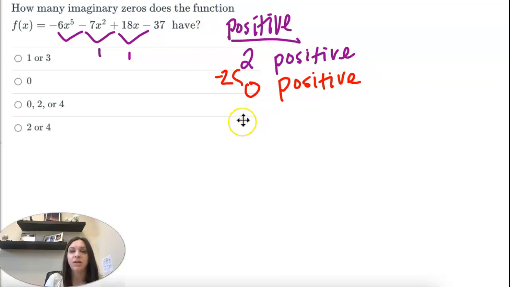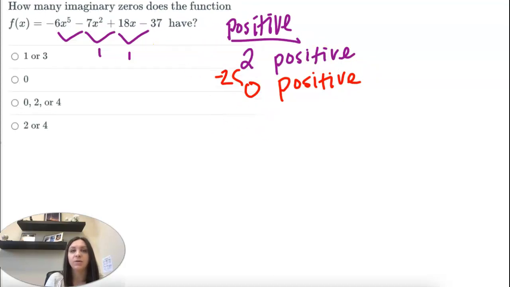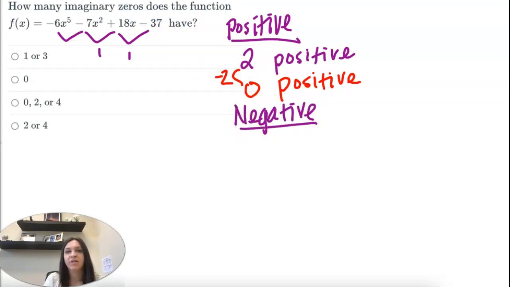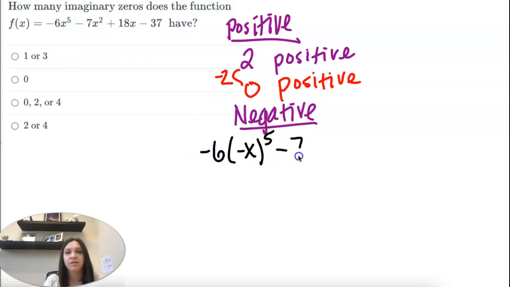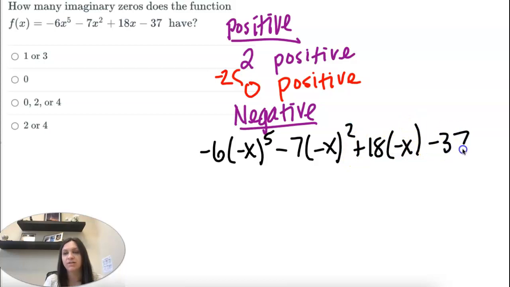Okay, now we're going to do negative, where we replace every x with a negative x. So negative 6, negative x, minus 7, negative x, squared, plus 18, negative x. So a negative to the 5th power, negative times negative is positive, negative times negative is positive, and then I have a negative left over.